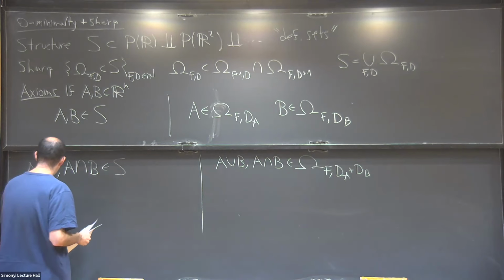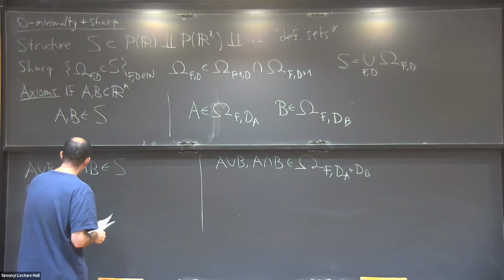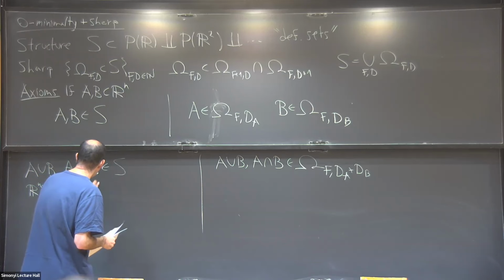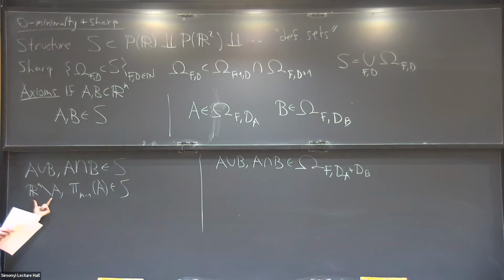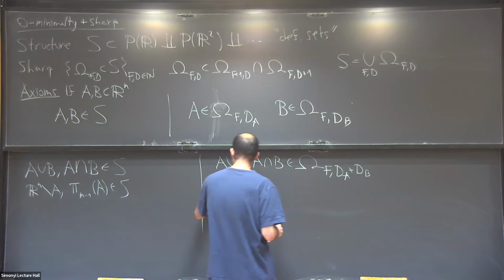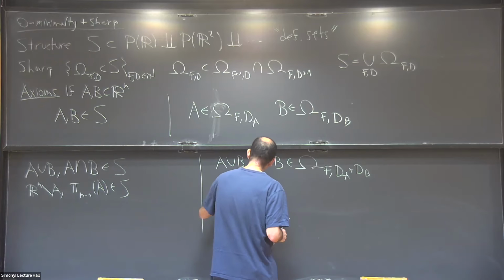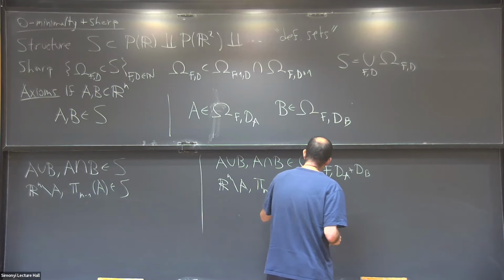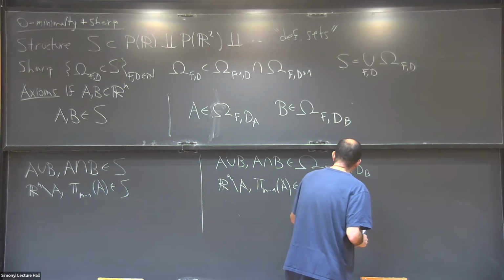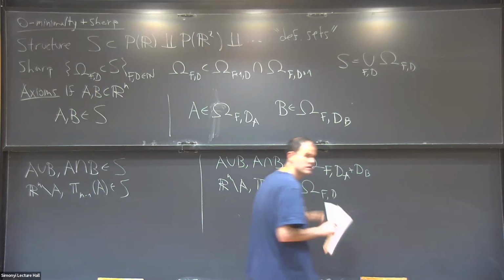So I want the complement and I want the projection to, let's say, R^(n-1) to be in my set. That's like a logical not, and that's the logical existential quantifier. It's saying there exists a final coordinate such that the first n minus 1 coordinates are here. And here I'll say the same, but that the complement and the projection are just in Omega F d, so that it doesn't even change the format. Yeah, sorry, the format. Thank you.